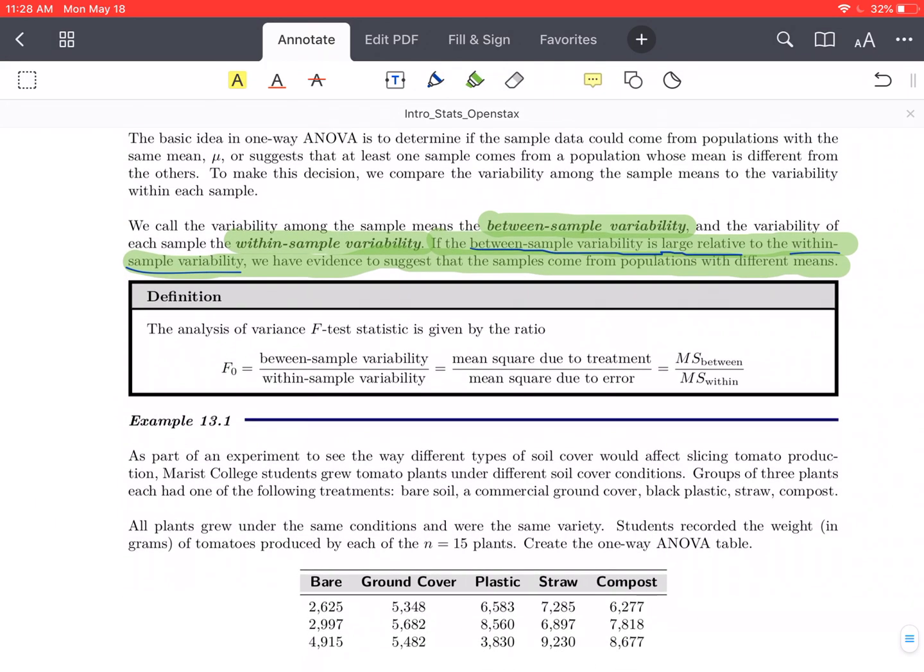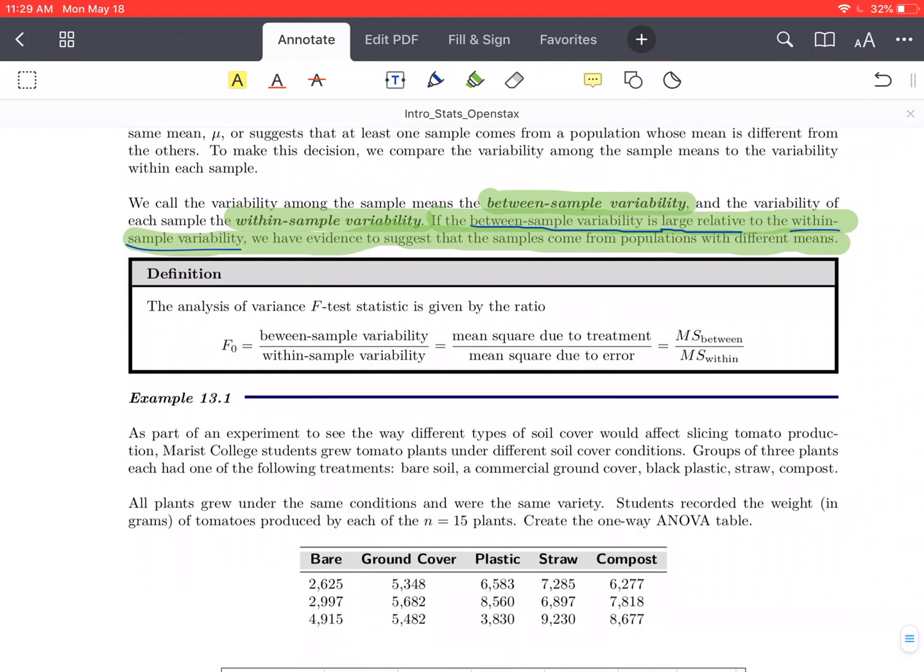So the analysis of variance F-test statistic is given by this ratio. F naught is the between sample variability divided by the within sample variability.